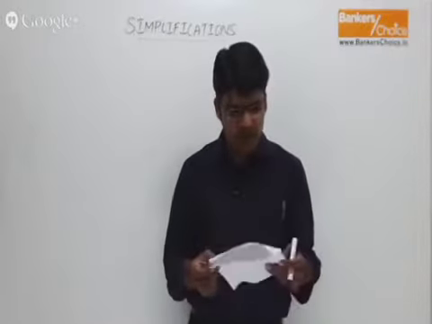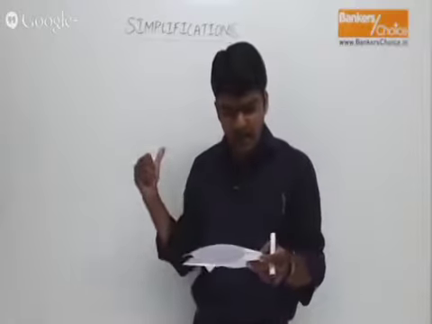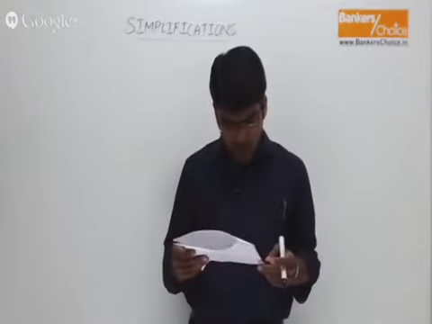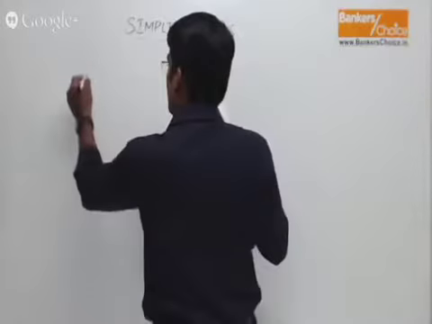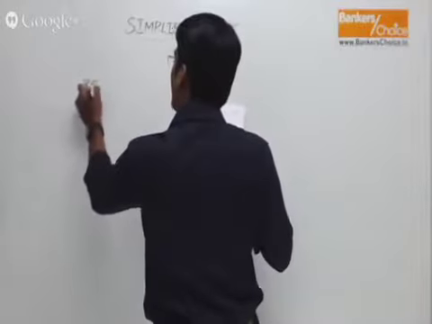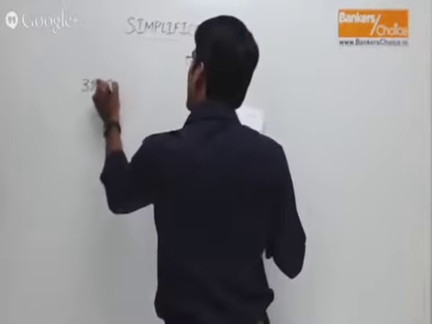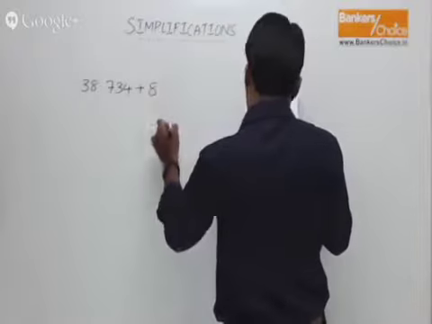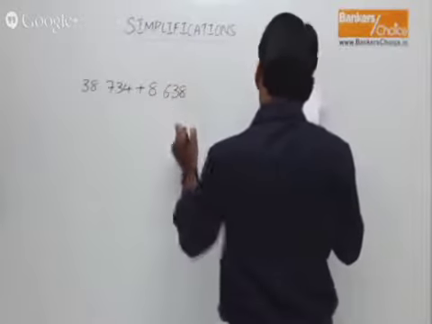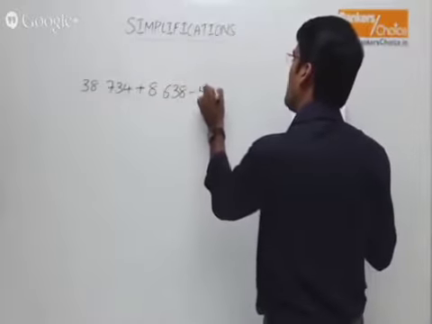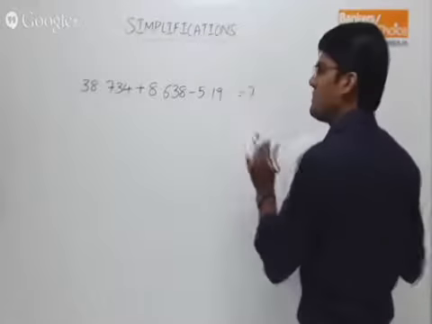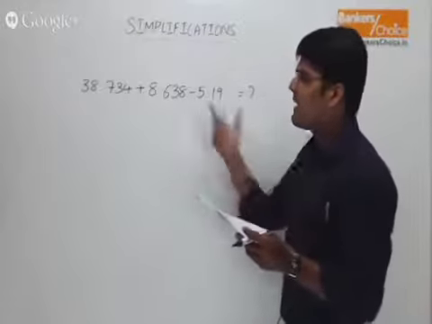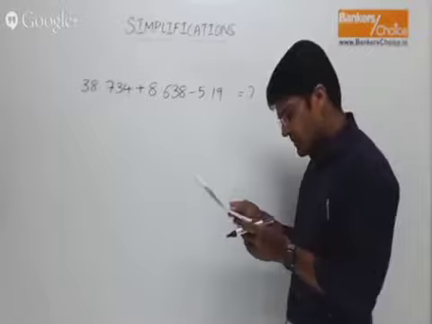I'll put the question on the board here so that you don't find it difficult. The question says: 38.734 plus 8.638 minus 5.19 is equal to what? So a very basic question which involves addition and subtraction. These are the two operations.